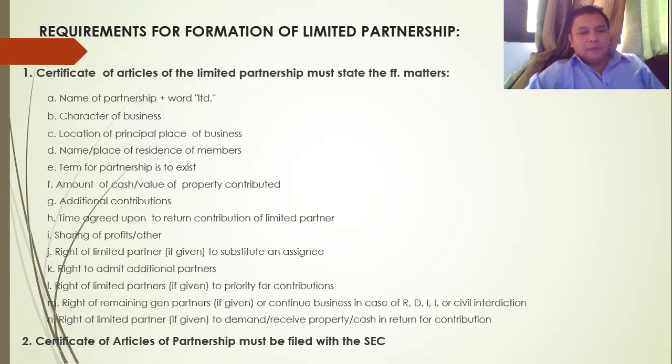Letter K, the right to admit additional partners. Letter L, if given, the right of limited partners to priority for contributions. So if there are more than one limited partners, then they should agree among themselves to whom the sharing of contributions or profit should be given preference. No? Who's given the first order or second preference.